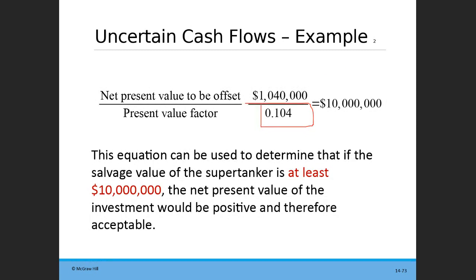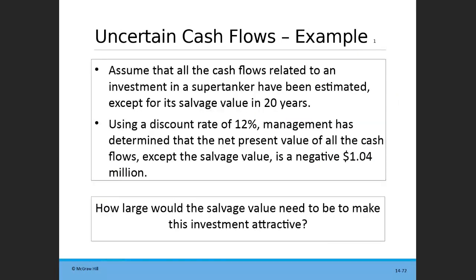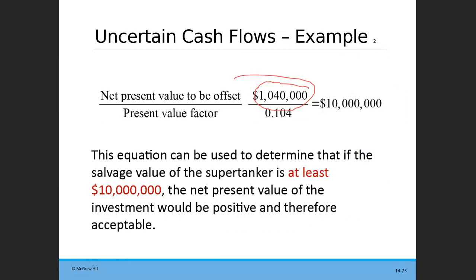Right, so what I need is $1,040,000 divided by my NPV rate, and that ends up being exactly 10 million. So this right here is the amount I need that thing to be worth in 20 years. So what this tells you is if you've got something that's worth $10 million 20 years from now at a discount rate of 12%, today its net present value is $1,040,000. So we're just backing into this, right?